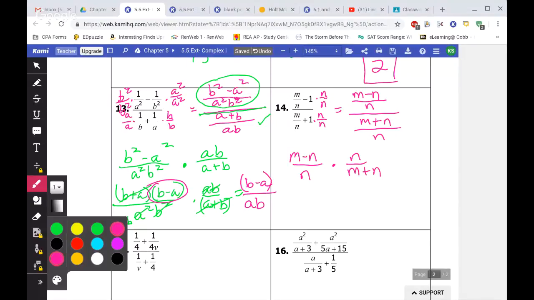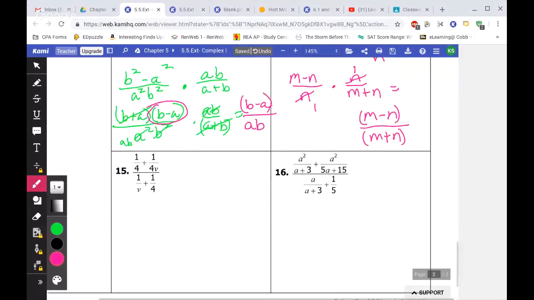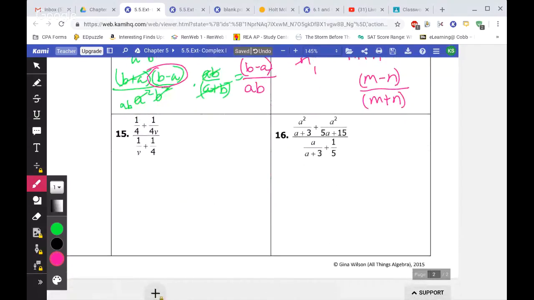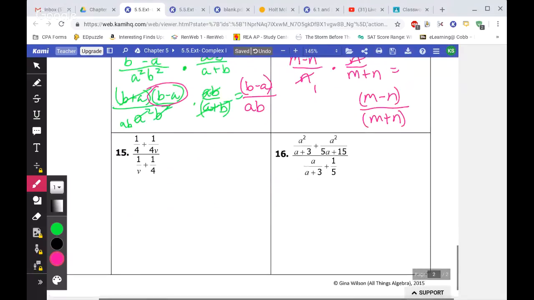See what can cancel. Remember that you can cancel vertically or diagonally. So those two n's cancel out, leaving a 1 in both of those places. And now we have m minus n at the top and m plus n at the bottom. Those cannot cancel. Those are binomial terms, and they cannot cancel. But that's my final answer for that one.